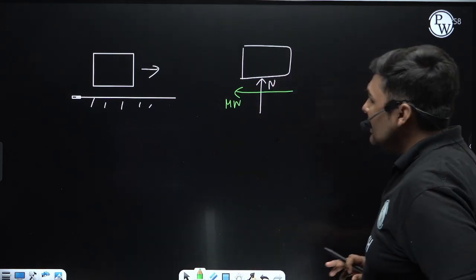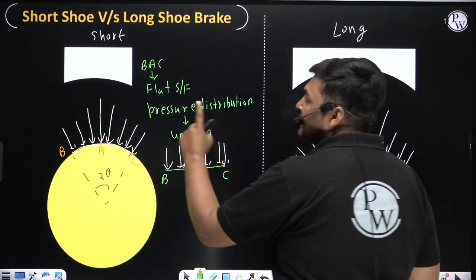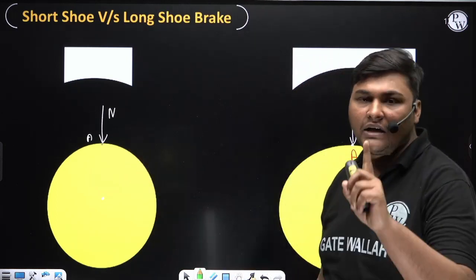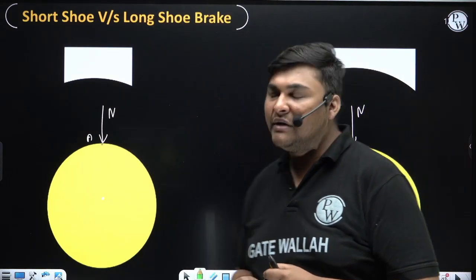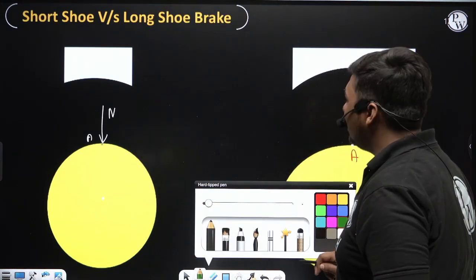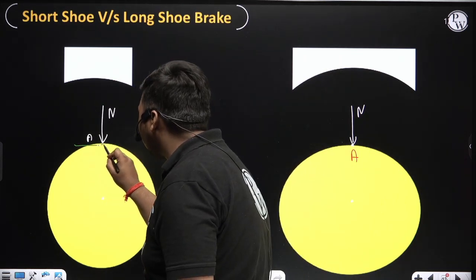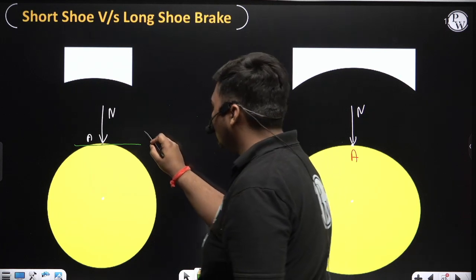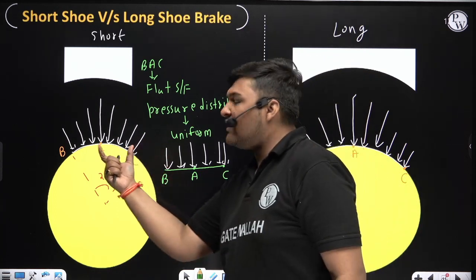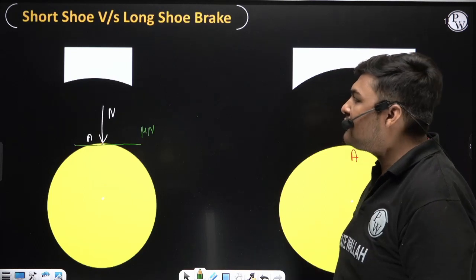Now what I told you is that for short shoe break we can consider this surface as a flat surface and the pressure distribution as uniform. Can I use this concept for short shoe break? Yes sir, this concept you can use for short shoe break. This is the diagram of short shoe break and here the normal force is N. So friction force will be mu into N, perpendicular to N. Right now N is vertical, so mu N will be horizontal. Because in short shoe break we are treating this surface as flat and assuming the pressure distribution is uniform, this concept is valid for short shoe break.